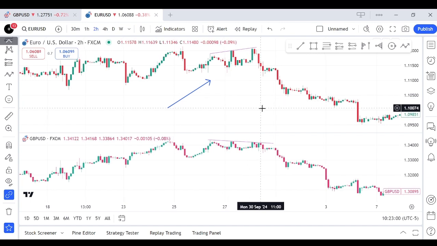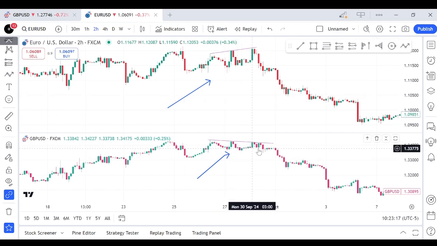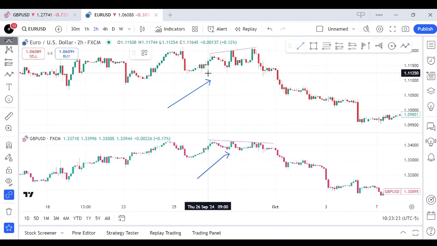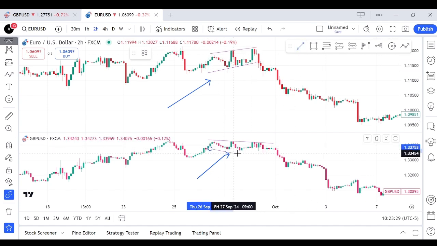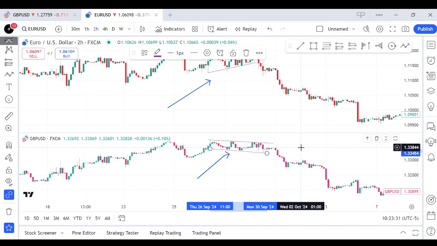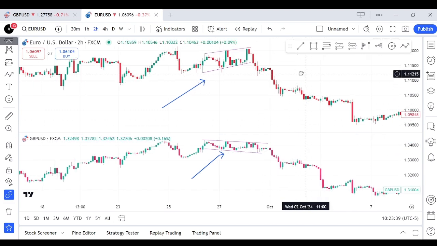Right there, you can see Euro USD making higher highs, and GBP USD failed to make a higher high just as Euro USD was making a higher high. You can see that here. Instead, GBP USD was making higher lows and lower lows. You can see that this on Euro USD was bullish, but GBP USD had already started forming bearish signals, and this can mean a potential bearish SMT divergence, like I explained before.